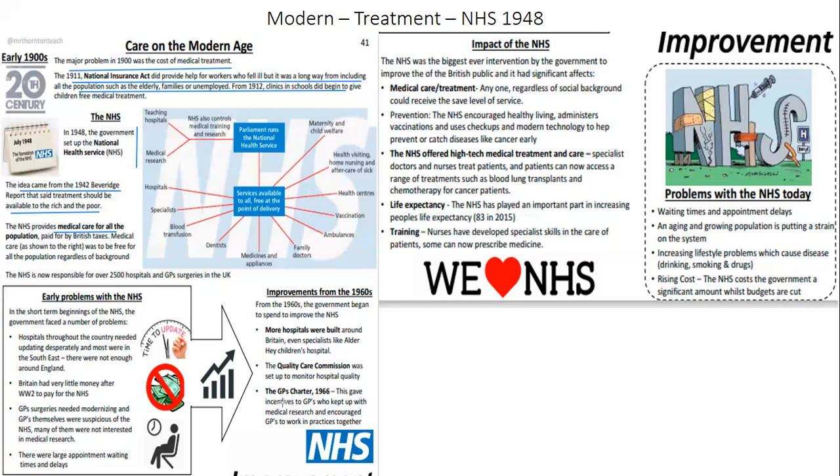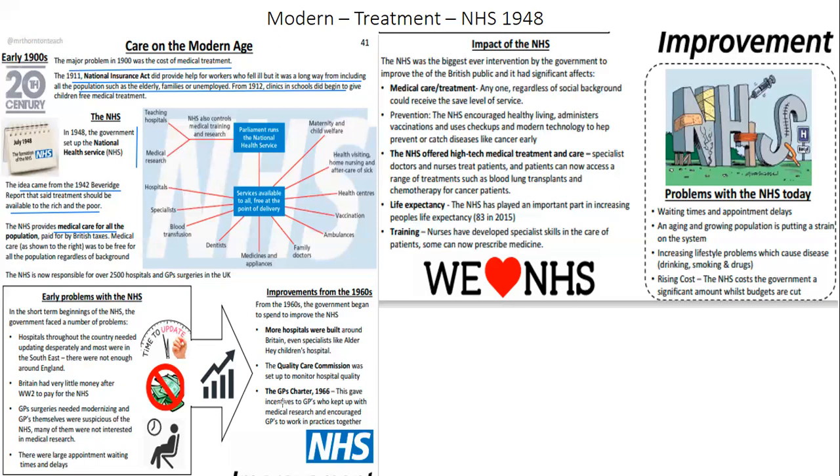So what's the impact of the NHS? Yes, there's some negatives with it, and there's some problems, which we'll talk about in a minute. But the NHS was the biggest ever intervention by the government to improve the British public's health, medical care and treatment. Anyone, regardless of social background, could receive the same level of service. Prevention. The NHS encourages healthy living. They administer vaccines, and they use checkups and modern technology to help prevent or catch diseases like cancer early.